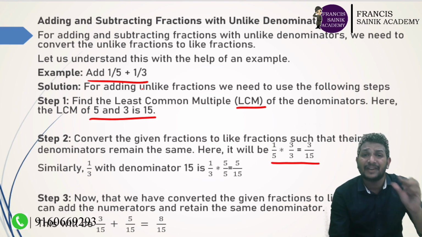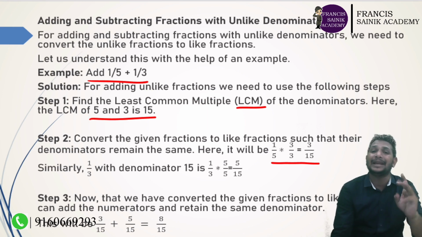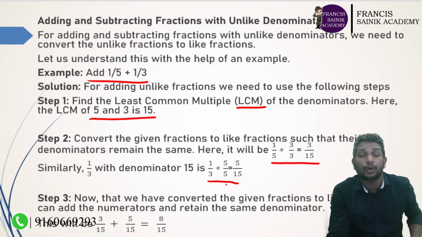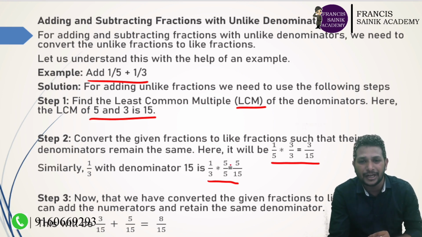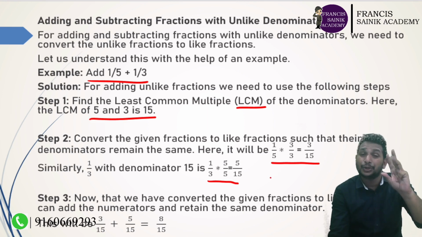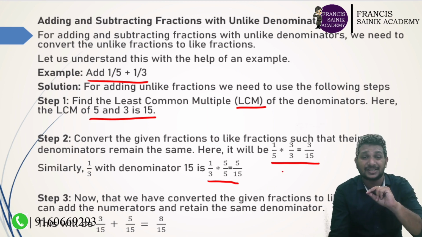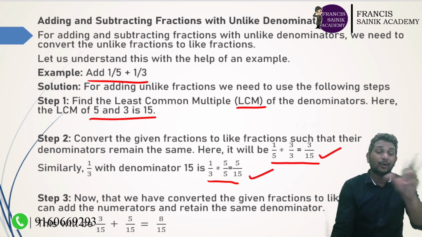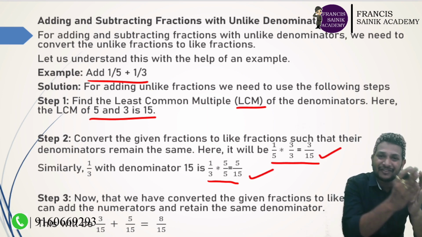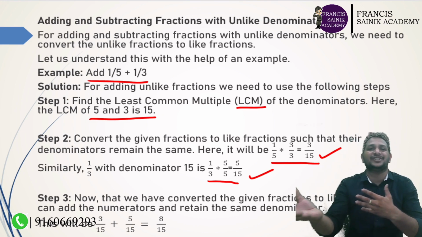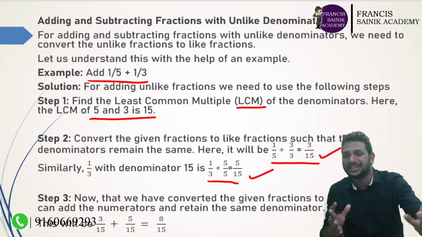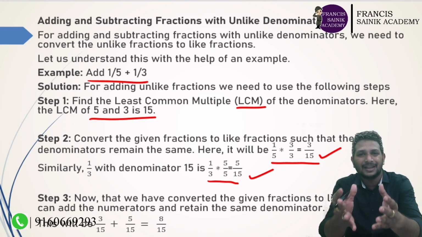Coming to the other fraction, 1 by 3, in the 3 table I get 15 how many times? 5 times. So multiply 5 for both numerator and denominator. 1 into 5 becomes 5, 3 into 5 becomes 15. Now the two fractions are converted into like fractions. If you look at them, we got 3 by 15 and 5 by 15, both with the same denominator. So the unlike fractions are converted into like fractions. As we discussed what like fractions are and how to do addition in like fractions, now we have like fractions.